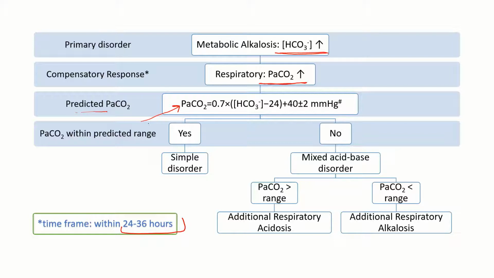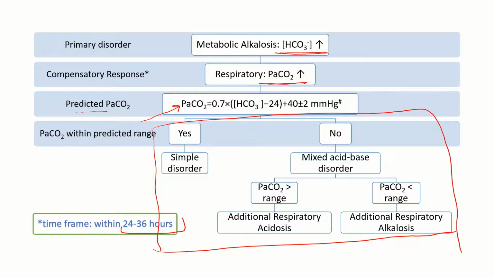Otherwise, this part pretty much remains the same, which means if the measured PaCO2 is within the predicted range, then that means it's a simple disorder. If not, then it's a mixed disorder. If PaCO2 is more than the range, then there's respiratory acidosis, and if less than the range, then there's respiratory alkalosis.